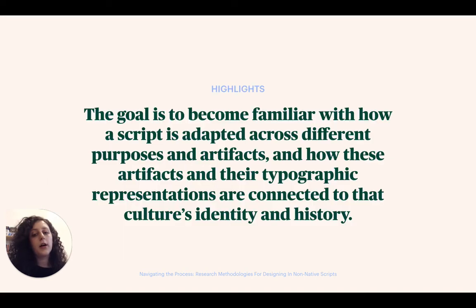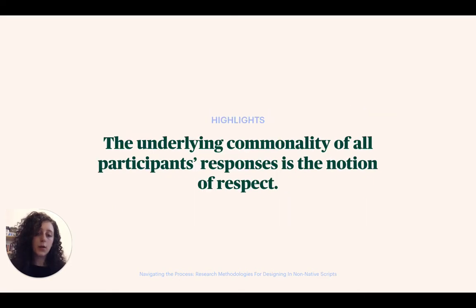Overall, the goal of research in non-native scripts is to become familiar with how a script is adapted across different purposes and artifacts, and how these artifacts and their typographic representations are connected to that culture's identity and history. Most importantly, the underlying commonality of all this information, both interviews and surveys, is that participants have this notion of respect: that a designer is showing humility and sensitively responding to the nuances of a given script's cultural context and providing a typographic product that's accurate to the forms, history, and usage of the script.